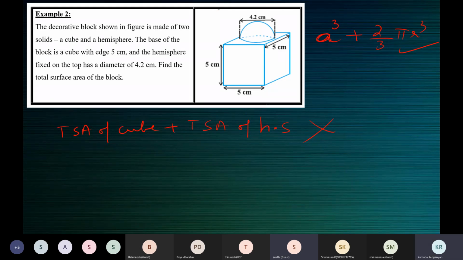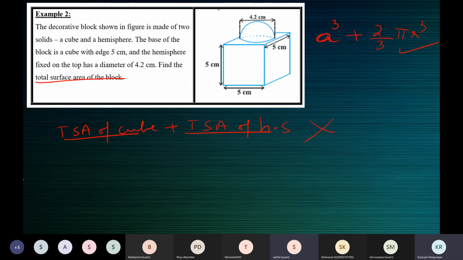Areas, whatever areas are available, only those you can add. You cannot take the total surface area of the cube and the total surface area of the hemisphere, because some portion of the hemisphere is not visible. Just because they're asking you to find the TSA of the entire block, you cannot say TSA of the entire block is TSA of cube plus TSA of hemisphere. That's wrong. Because some area of the cube is not visible and some area of the hemisphere is not visible. So you cannot do this.